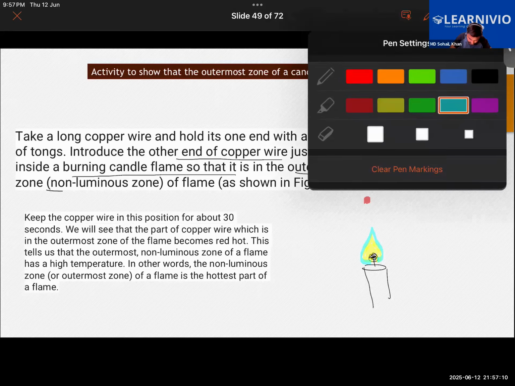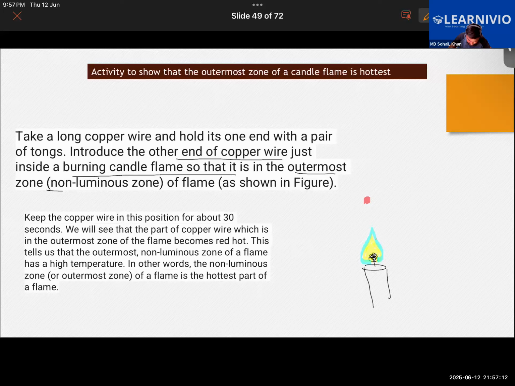Okay. You are going to take a piece of copper. And where am I holding this copper? In the innermost zone, outermost zone, or in the middle zone? Tell me. Sir, outer. Outermost zone. Good. And this I am holding with a pair of tongs, basically. With the help of a pair of tongs, I am holding it.